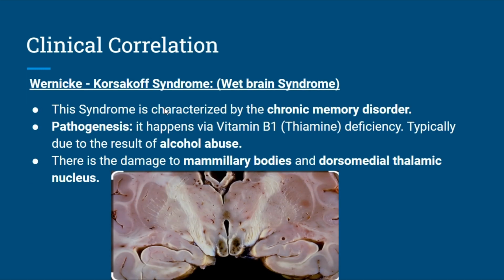Now we're going to look at the clinical correlations, different diseases that could be involved, and that could be associated with your USMLE Step 1 exam. This syndrome is characterized by a chronic memory disorder. This one right here is the Wernicke-Korsakoff syndrome. It is also called the wet brain syndrome. Pathogenesis: it happens via vitamin B1 or thiamine deficiency, typically as a result of alcohol abuse. There is damage to the mammillary bodies and the dorsomedial thalamic nucleus.